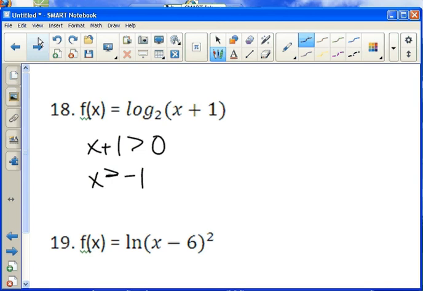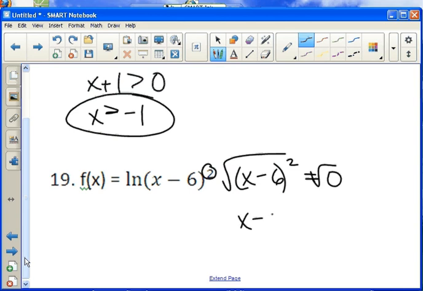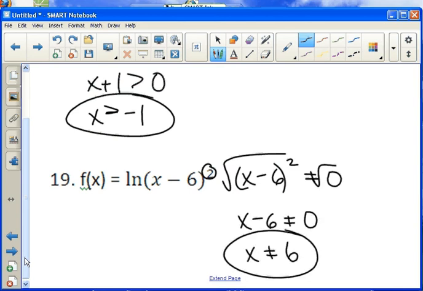Okay, 19 has x minus 6 squared. Now since it's squared, it's always going to be positive, or I should say non-negative. So the only thing you have to worry about is 0. x minus 6 squared cannot equal 0, because logs can't be negative and they can't be 0. Well, we know it won't be negative because it's squared, but it still could be 0. So when it's squared, we set it not equal to 0. Take the square root of both sides, and we get x cannot equal 6. So x can be anything except 6. And we'll finish this in one more video.